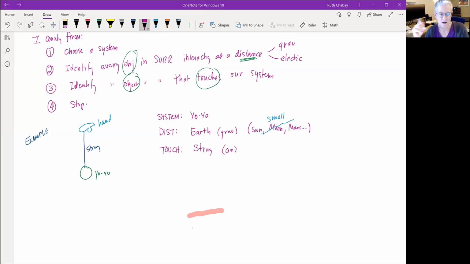But notice what's not in this list: the hand. The hand doesn't touch the yo-yo, and it exerts a negligible gravitational force on it. So it's not part of this. We don't count it as exerting a force.